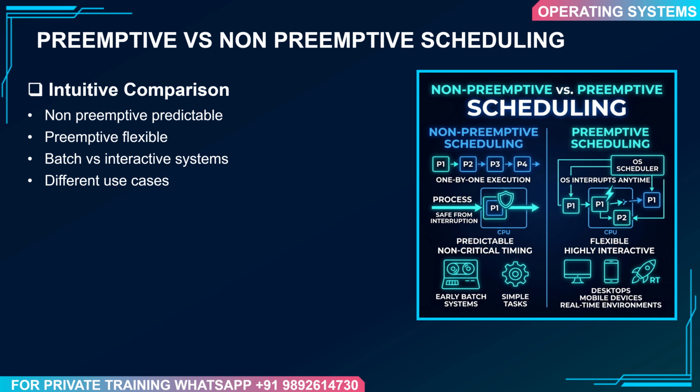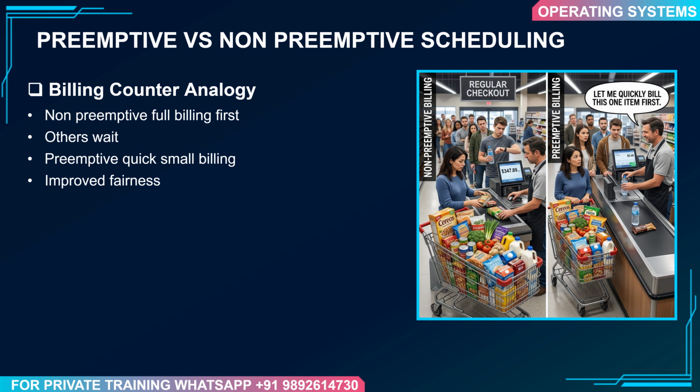In preemptive scheduling, the OS actively manages CPU allocation. It can stop a process anytime. This makes it more flexible and suitable for interactive systems like desktops, mobile devices, and real-time environments. Let's take another example to make this clearer.